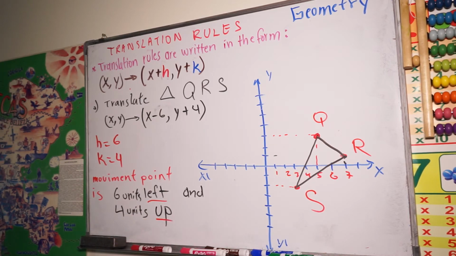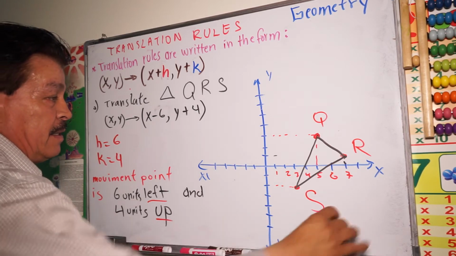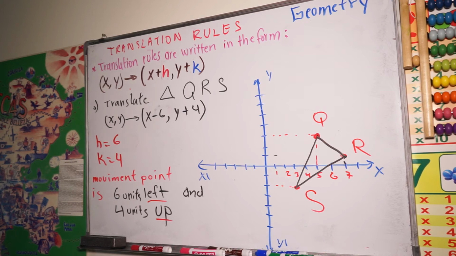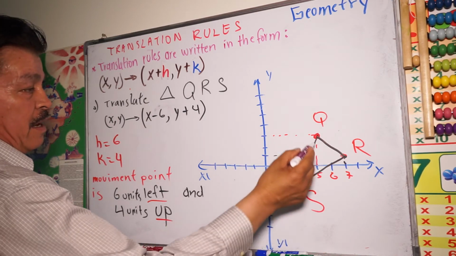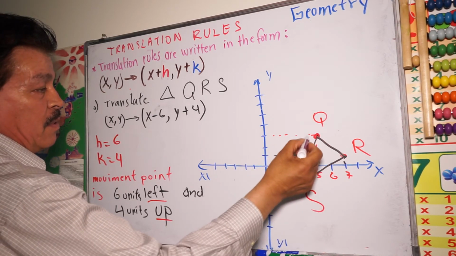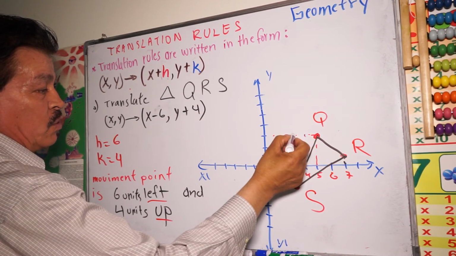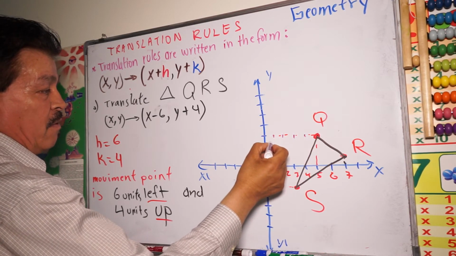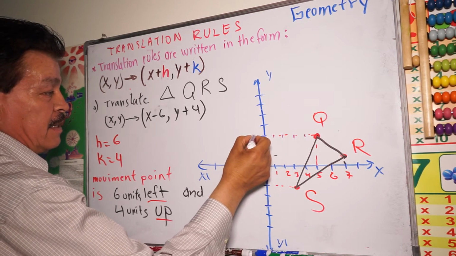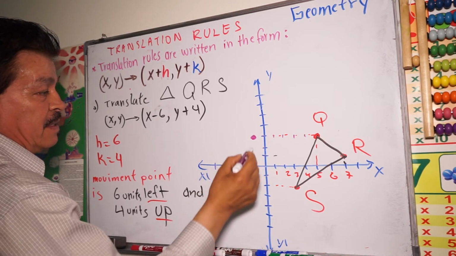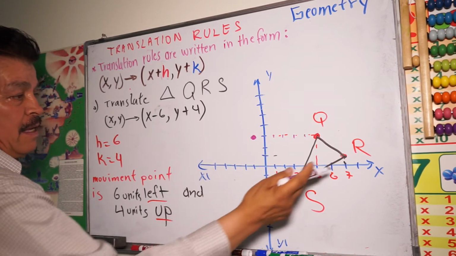So do the movement right there. Six units left. Let's move Q: 1, 2, 3, 4, 5, 6. Six units left. This is the first one. R.